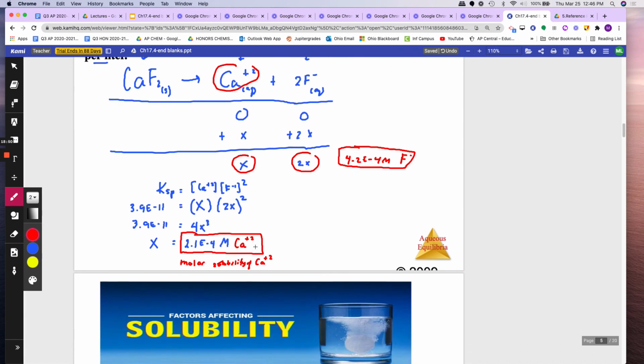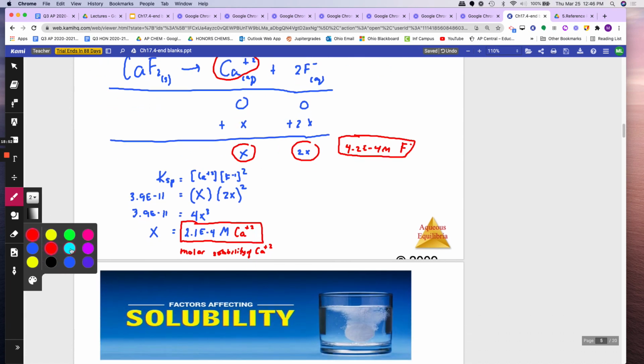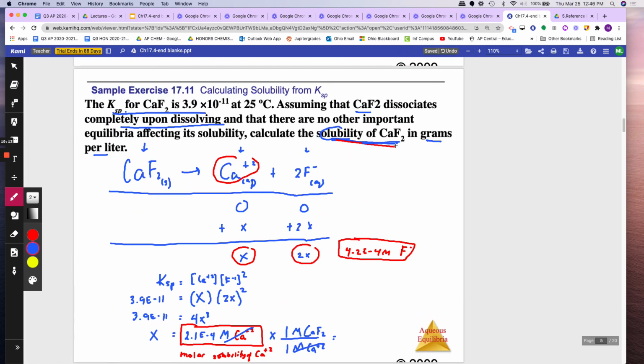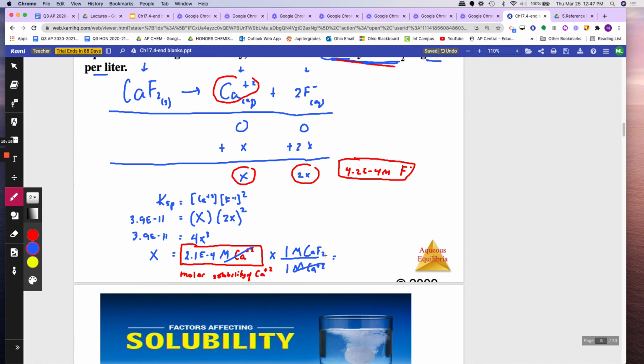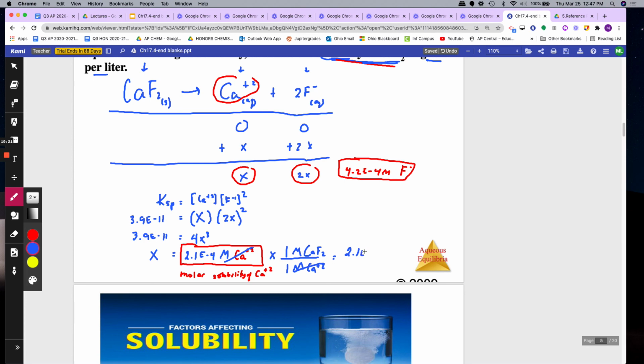So that's not CaF2. So what you have to do in this case, which is what everybody misses, is just do a ratio. For every 1 molar Ca plus 2, you get 1 molar CaF2. You see how I did that? So now you change the units from Ca plus 2 to CaF2, which is what they want. If they want Ca plus 2, then just leave it, but they want CaF2, so you have to do the conversion. So just for this one, it happens to be the same because it's a 1-to-1 ratio. 2.1 e negative 4 is the molar solubility of CaF2.